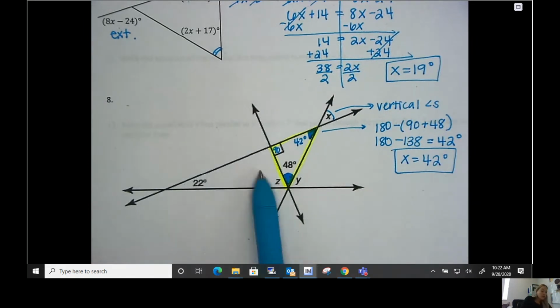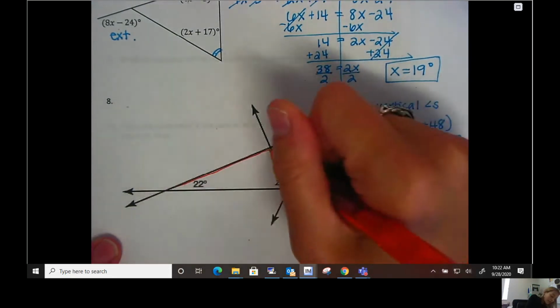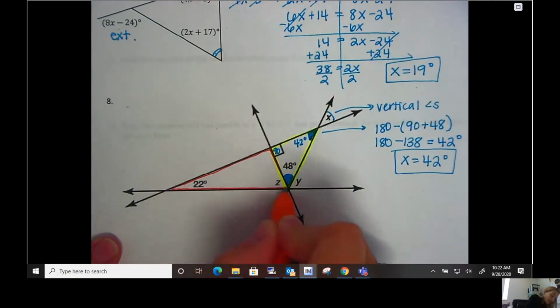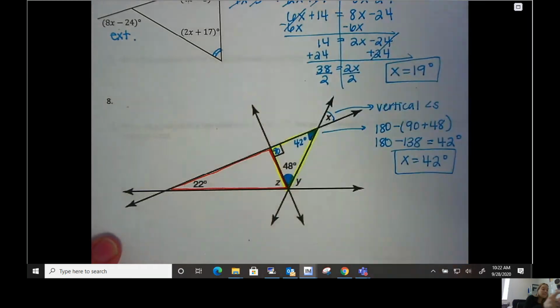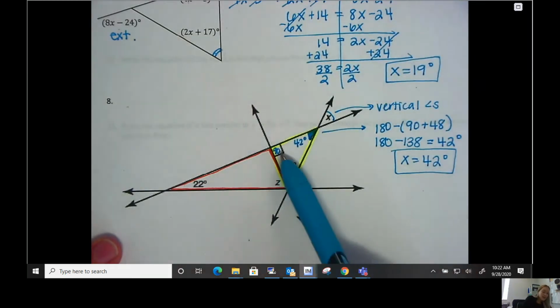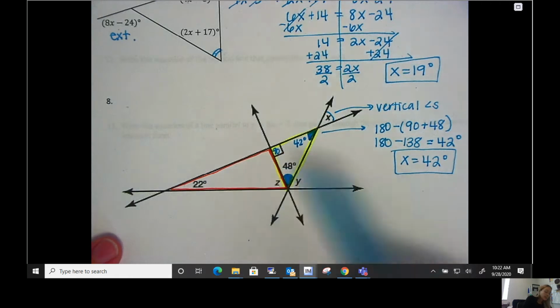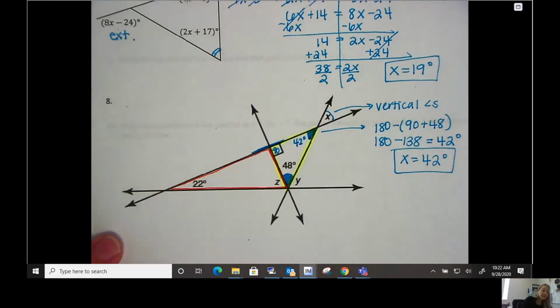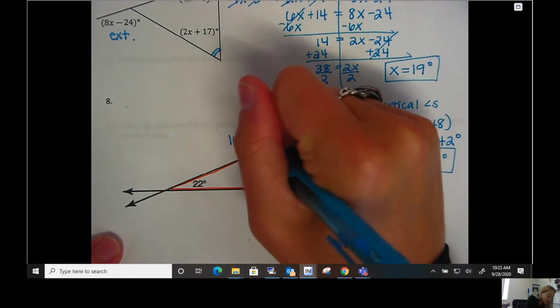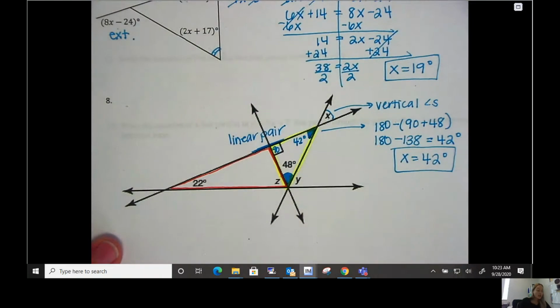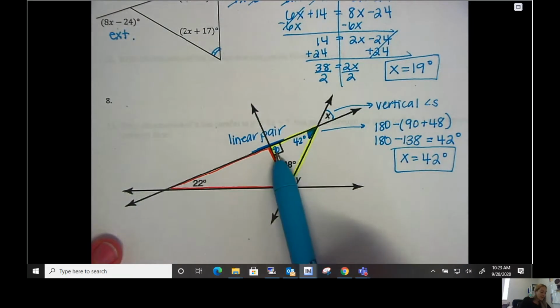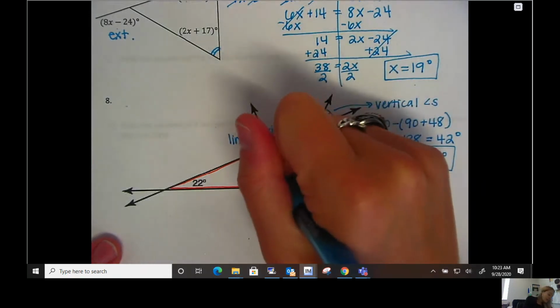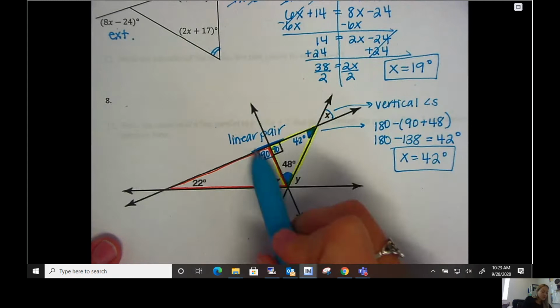Now, the second triangle I see is this triangle over here. I only know one number inside of this triangle. I only know the 22. I want to figure out what the z is, but I happen to know this 90 degree over here. Now, I notice if I put this 90 degree together with this angle right here, it makes a straight line. These are a linear pair. Linear pair means they should add up to 180. So I already have 90 of the 180. So I do 180 minus 90. Well, that gives me another 90. So these two added together give me a straight line.